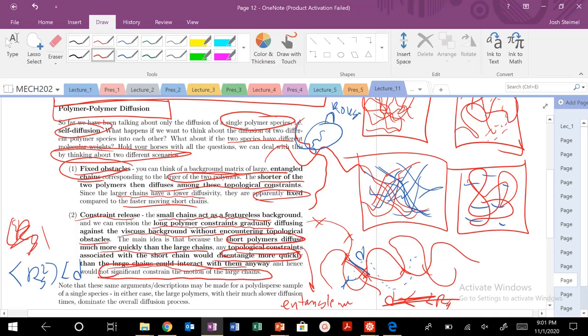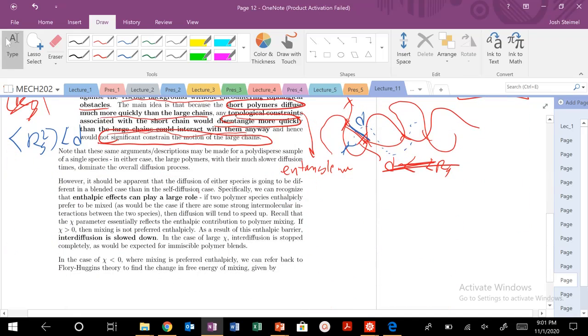Whereas similarly for the small chains, they're going to be able to diffuse among these topological constraints, but they're still going to diffuse much faster. So that's the idea here. That's the best way I can think about it.